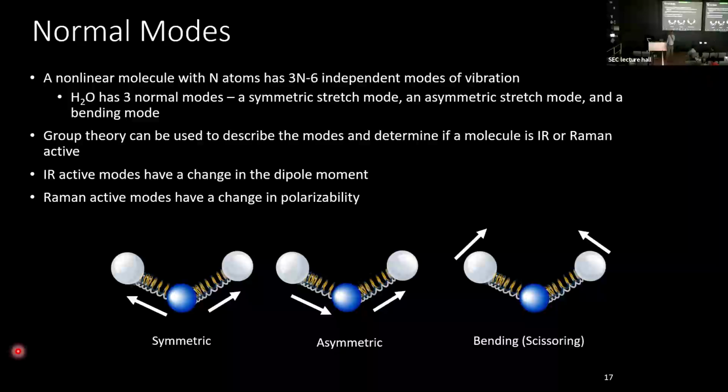So we can do lots of math and group theory and figure out which ones are going to be Raman active and which ones are going to be infrared active. To be infrared active, it needs a change in dipole moment. To be Raman active, it needs a change in polarizability. I'll explain what all that means in a moment.